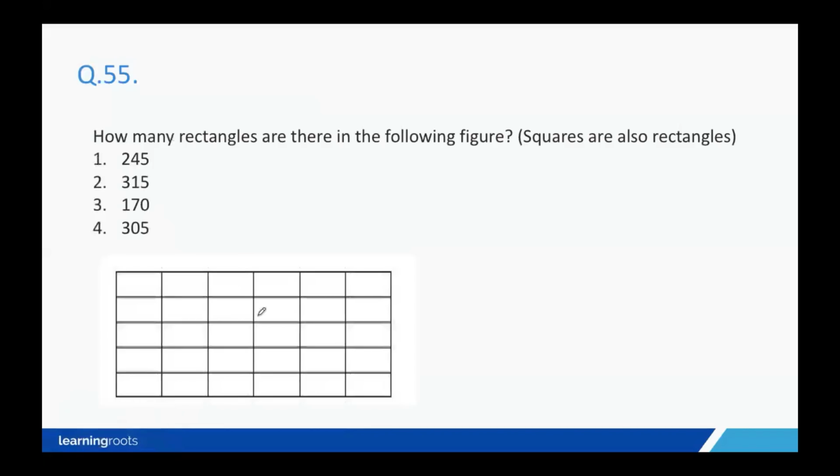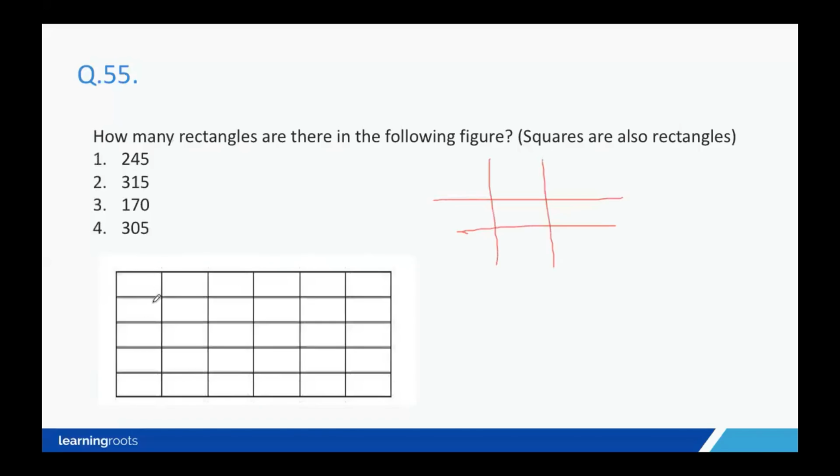Okay, coming to this: how many rectangles are there in the following figure? Again, don't start counting. Let's follow a systematic approach. In this case, if you want a rectangle, you need 2 lines which are vertical, and you need 2 lines which are horizontal, right? So this basically translates into a problem on permutations and combinations, or rather on combinations. So how many ways can you pick lines?